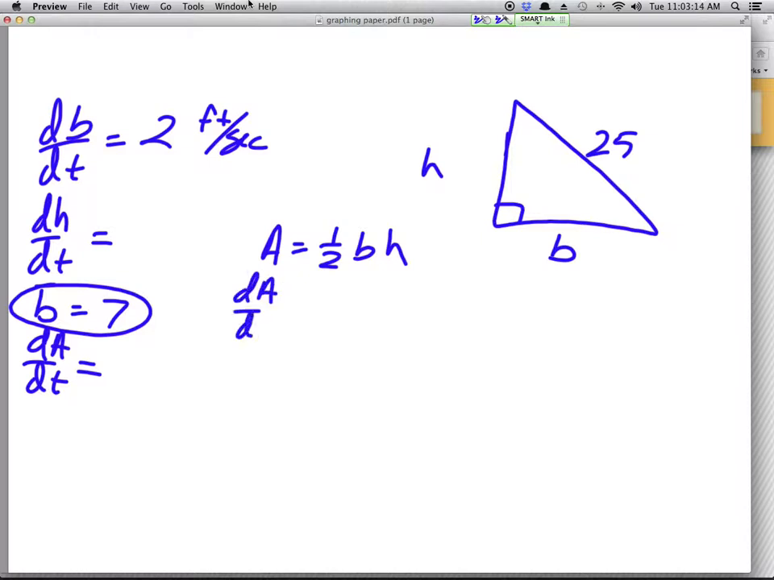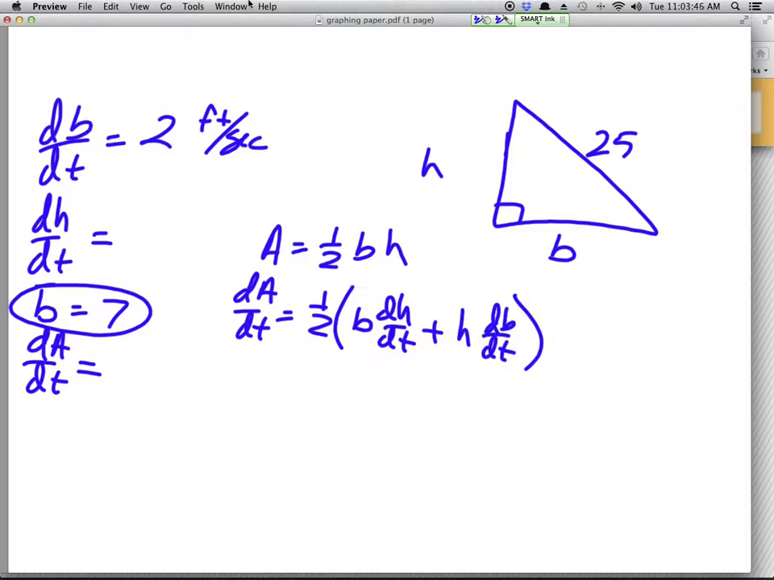So dA over dt, the 1/2 stays there. What do I have to do with B and H? Since it's B times H, what do I have to do with it to find the derivative? First times the derivative of the second plus the second times the derivative of the first.